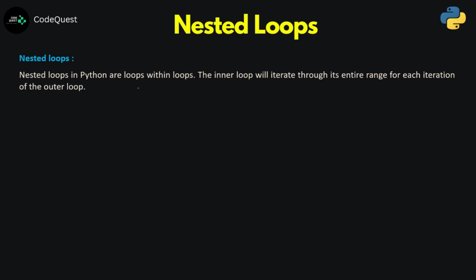Because there are two loops, one is outside and the other is inside. So we have an inner loop and an outer loop. Now, when it comes to the execution, the inner loop is going to iterate through its entire range for every iteration of the outer loop, which means if the outer loop is executing only once, the inner loop is going to execute until the entire range that is specified.